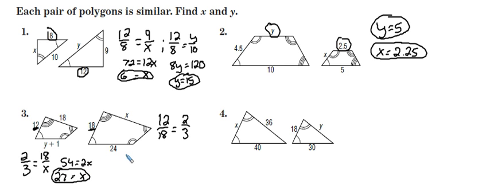Solving for y, I'm still going to use that same ratio of 2 to 3. Y plus 1 this time over 24. Cross multiply, I get 48 equal to 3y plus 3. Subtract 3 from both sides. 45 equals 3y. Divide both sides by 3. Y is 15.